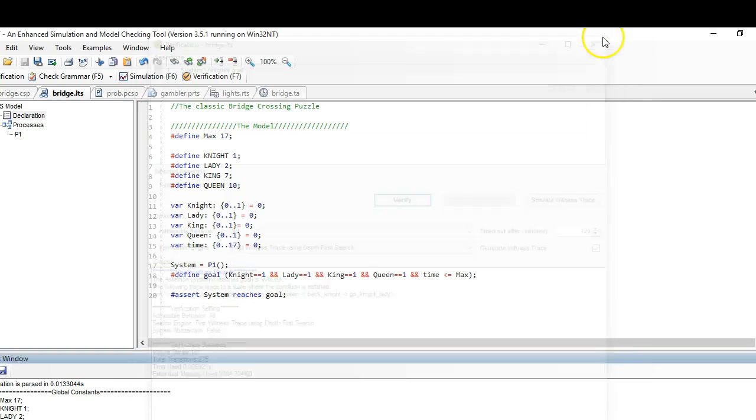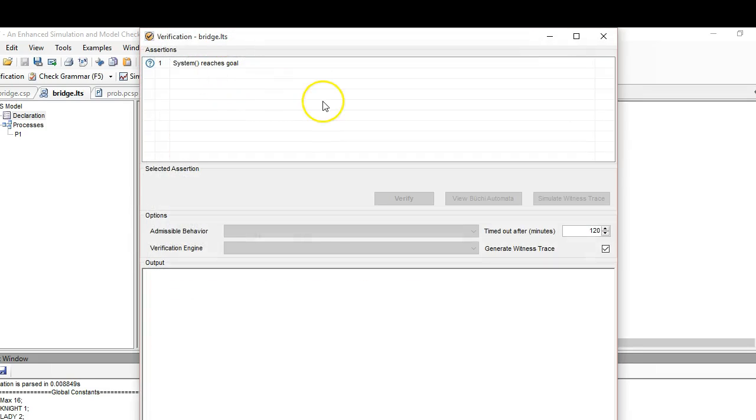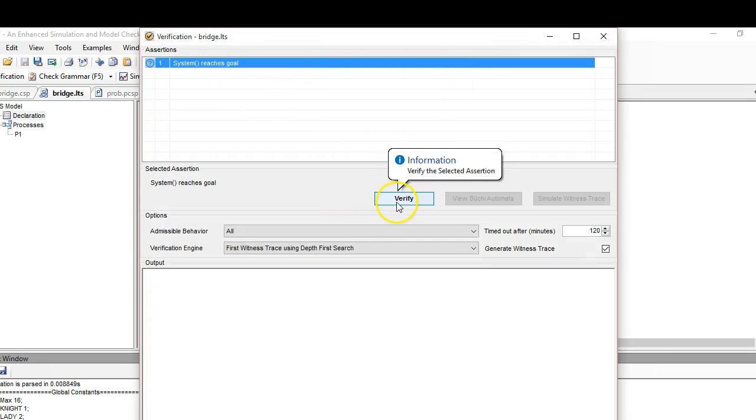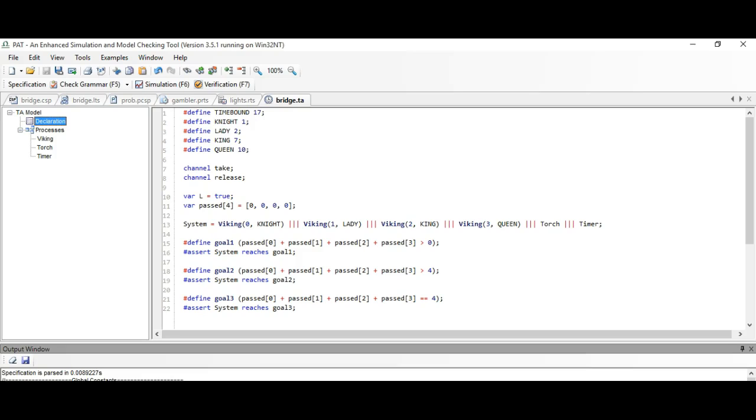Now to verify that 17 was the fastest that we could cross, we'll come back and we'll set our goal at 16 to see if there's another path that can cross possibly in 16. We click verify again, we verify our goal, and it says that that goal is not valid. We've now proven through an exhaustive search of all possible plays in the game that the fastest time is 17. Using this tool, there are 6 other ways we can also solve that same problem.